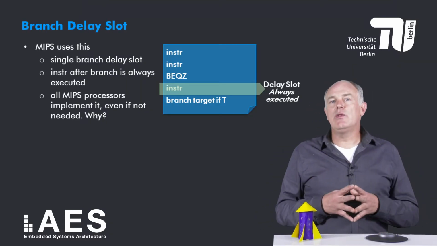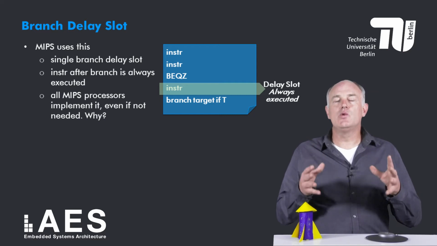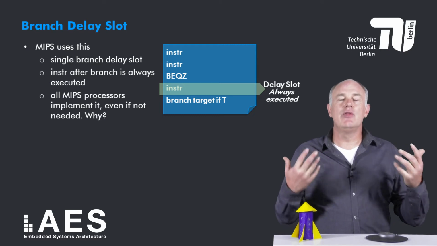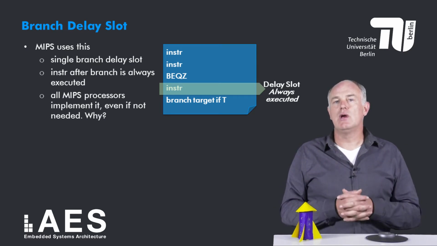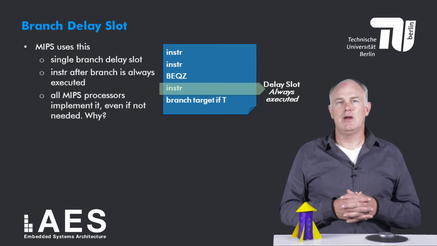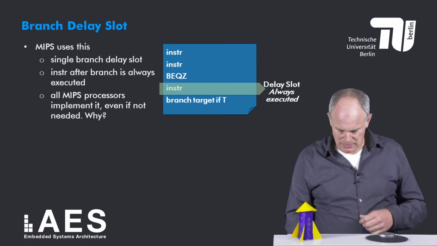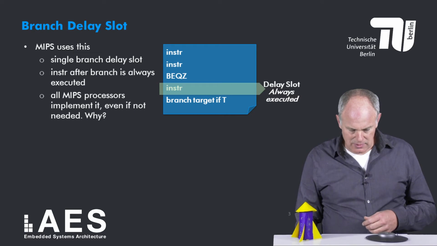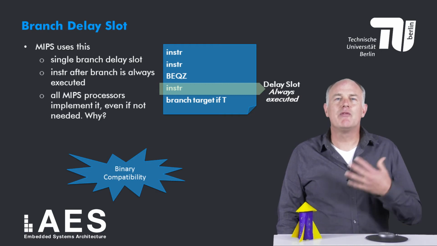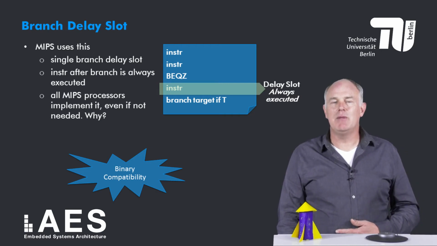I still owe you the answer to the question, why do all MIPS processors implement the branch delay slot, even though their performance would be just as good or perhaps even better without the branch delay slot? The answer is binary compatibility. To provide binary code compatibility.